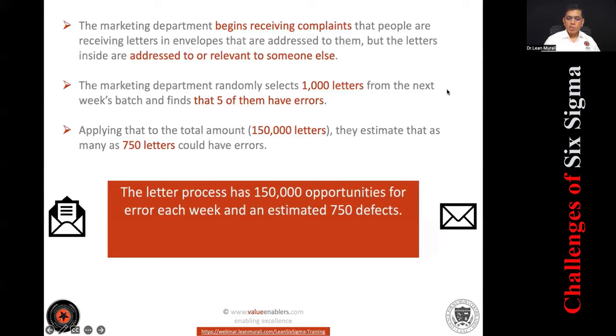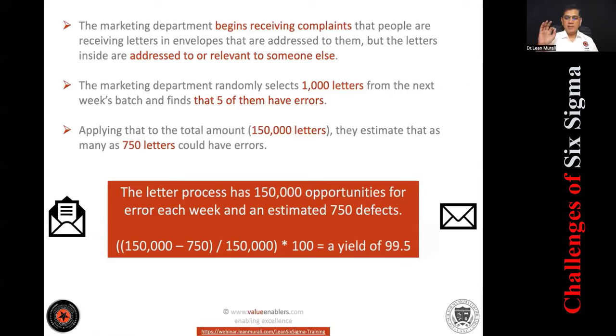Now, the letter process, this is called opportunity for error. We are talking about the address, the content being wrong, the wrong letter being put inside an envelope. So we call this an opportunity: 150,000 opportunities for error each week, and an estimated 750 defects, and hence the yield, the correct letters that are sent, is 99.5%. For those who are clear, type SC, super clear, in the chat box.